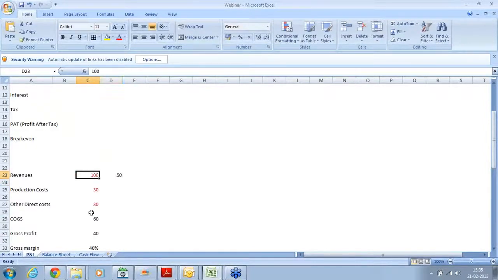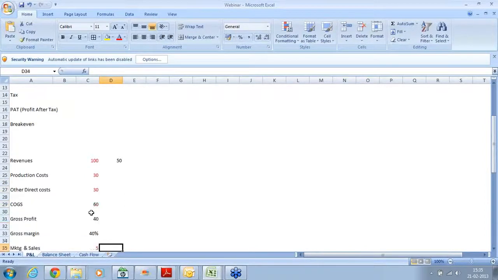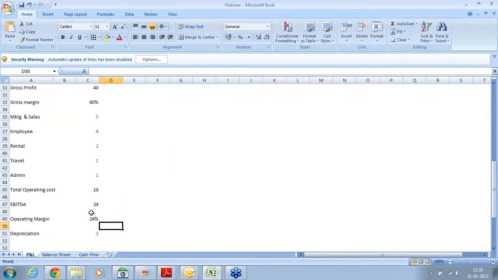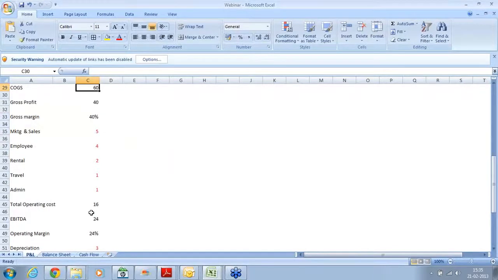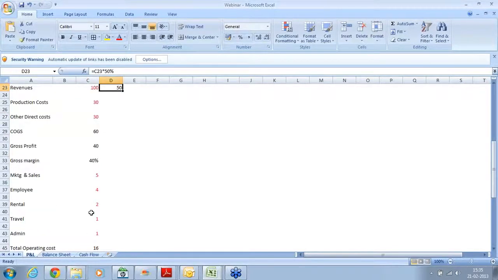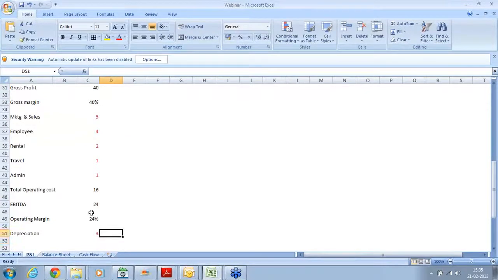You got it? See here. This is your sundry debtors, 50 rupees. 100 you sold, 50 is locked in. And here you are making a profit of 24. But what is the use of this 24? Because it is all locked in. That is, 12 rupees is locked in. For 100 rupees you earn 24, so 50 rupees is sundry debtors, 50 into 24%, which is your EBITDA margin.